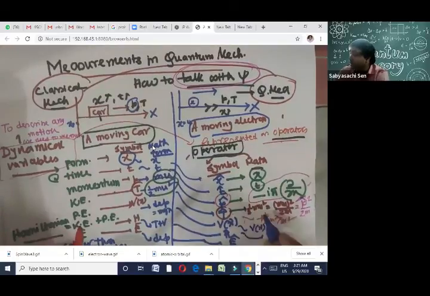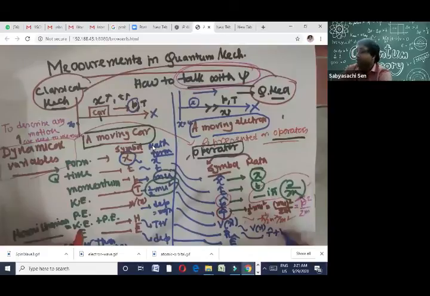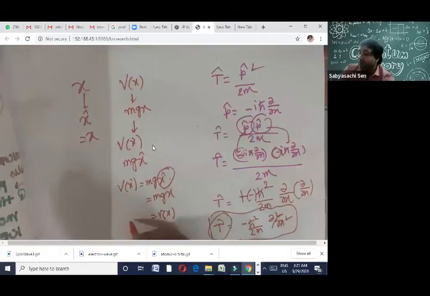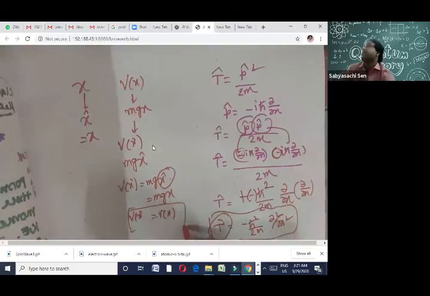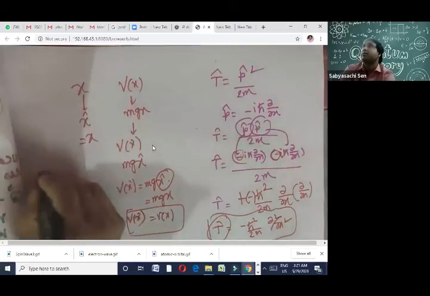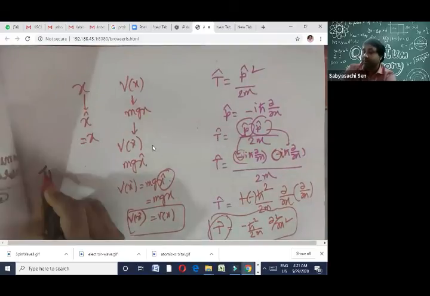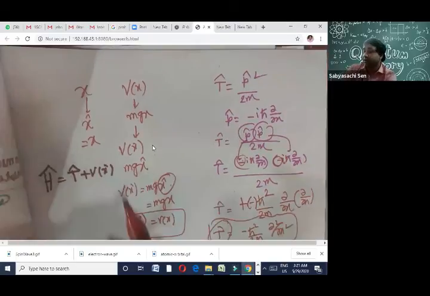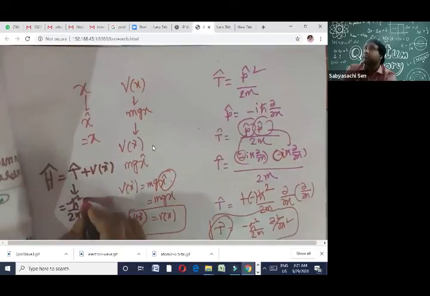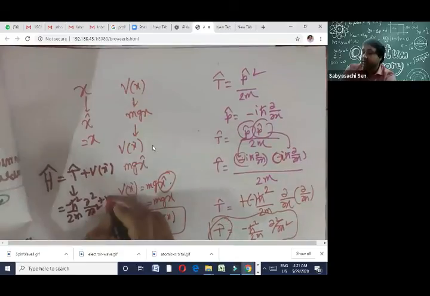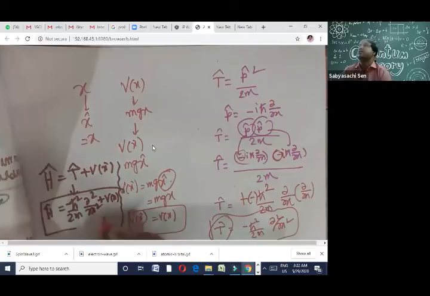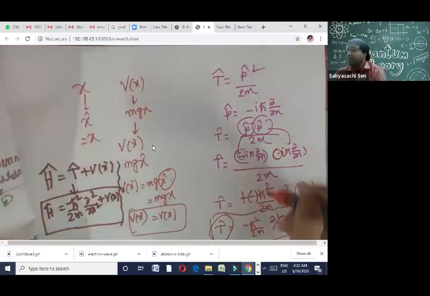Hamiltonian is the summation of T and V. If this is your T, just go to the next page. This is your T and this is your V. If you add these two, you get the Hamiltonian. Hamiltonian H cap will therefore be equal to T plus V. T is minus h cut square by 2m d2 dx2, and V is unchanged. So this is the expression of the Hamiltonian operator.